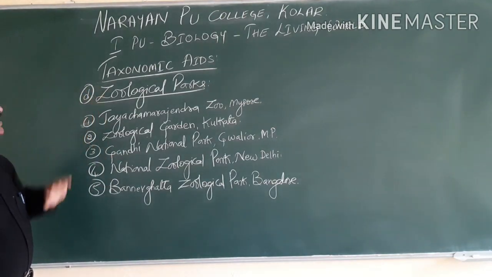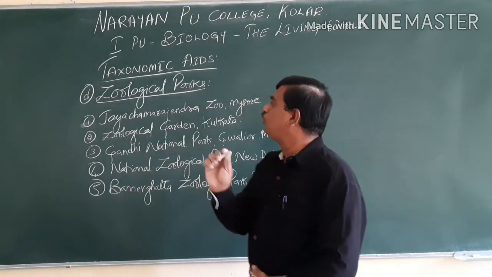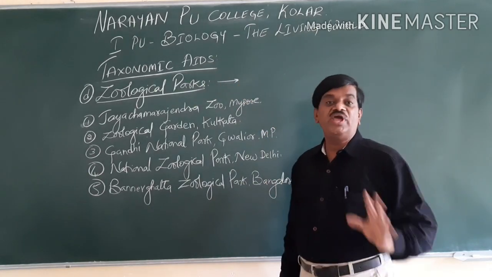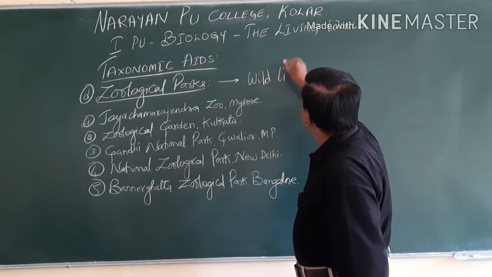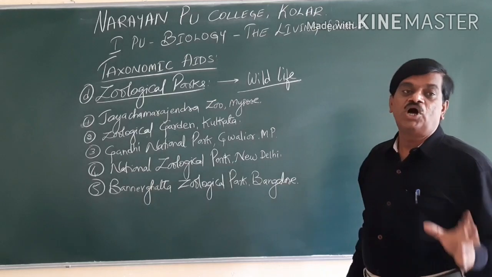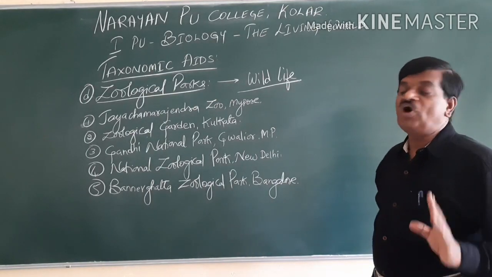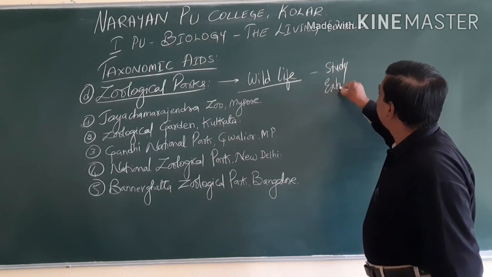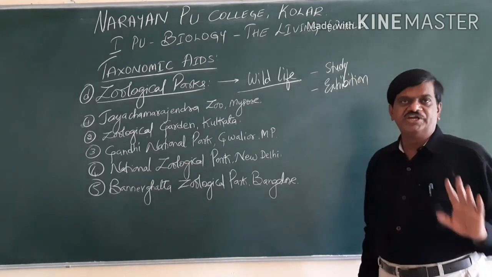So we'll go for the next one, called zoological parks. So we know that a zoological park is nothing but a protected area where wildlife is being preserved. Wild animals have been protected and preserved, reared for the sake of study or for exhibition or for recreation. For all this, it is being preserved.